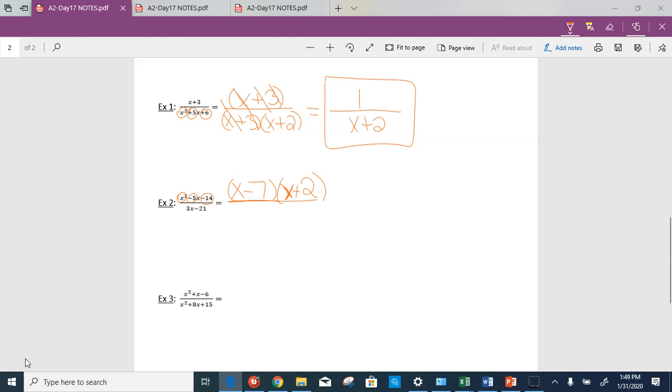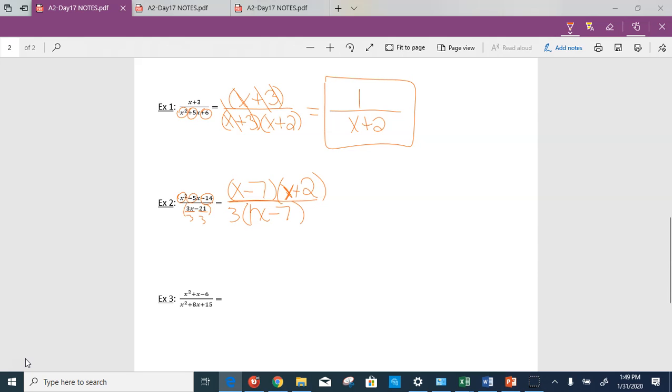On the bottom, I'm going to factor this by taking out a 3. Everything can be divided by 3 in this bottom part. So I'll factor out a 3, and then I have x minus 7, because 3x divided by 3 is 1x, and negative 21 divided by 3 is negative 7.